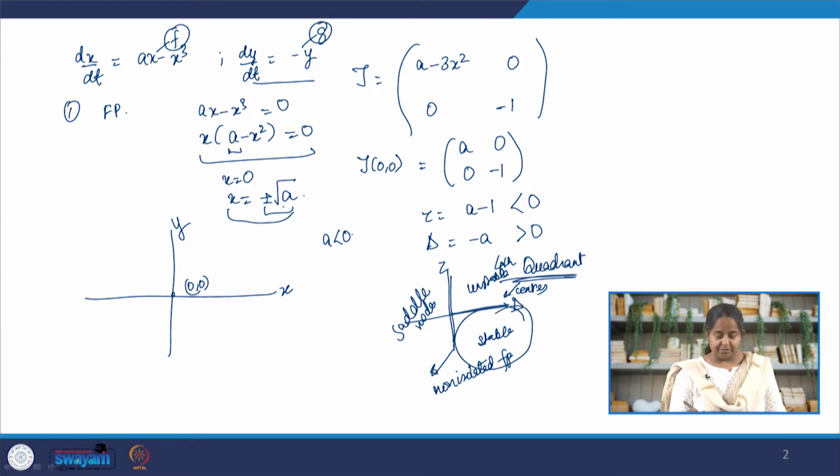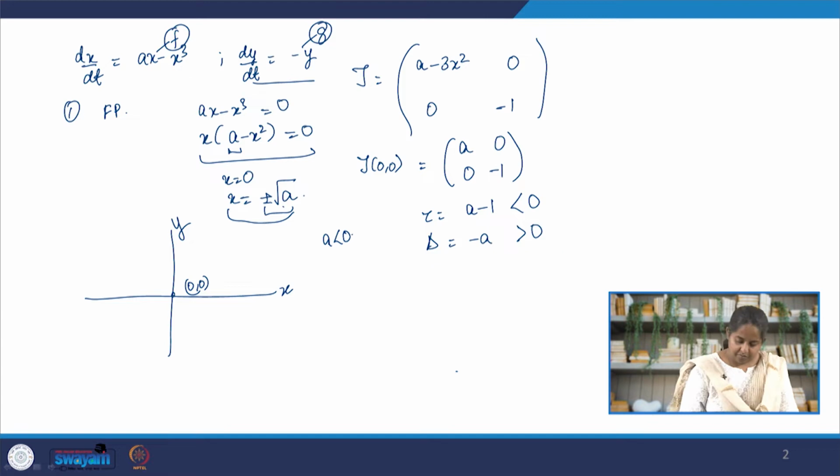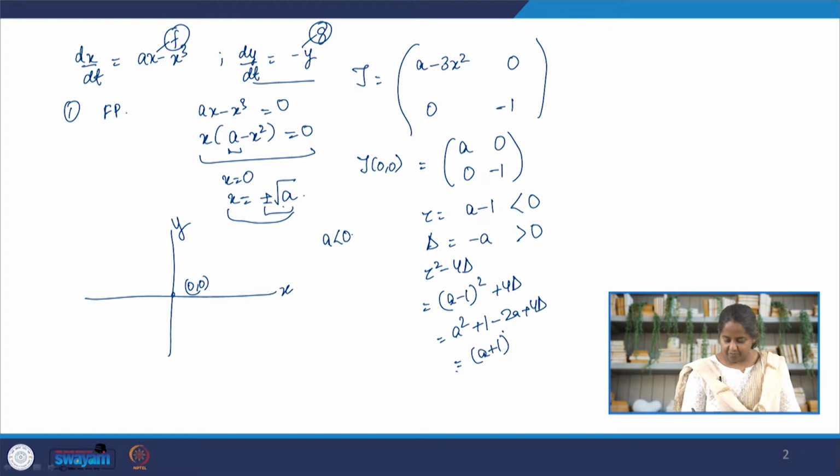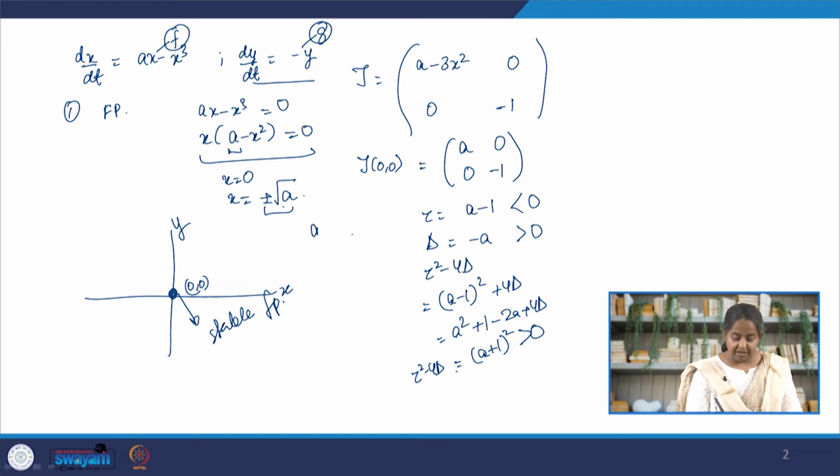Now, 2 possibilities are there. If we are under the curve of tau^2 - 4 delta, we are dealing with a stable spiral. If we are outside, which means tau^2 is greater than 4 delta, then we are dealing with a stable node. Tau^2 - 4 delta will be given by (a - 1)^2 - 4(-a), so it will become plus 4a. So, this is the situation when a is less than 0.